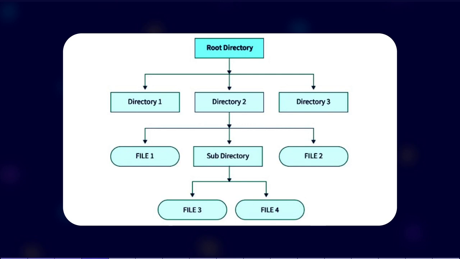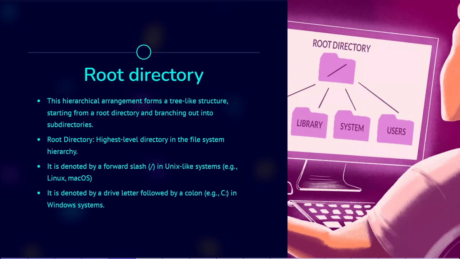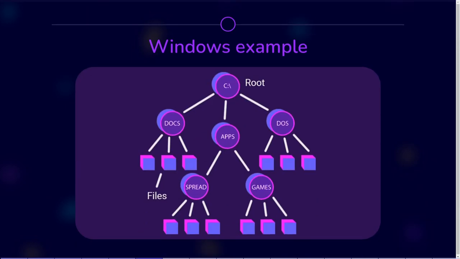The root directory is the highest level directory, or the starting point of the file system hierarchy. It is denoted by a forward slash in Unix-like systems, such as Mac and Linux, and by a drive letter followed by a colon in Windows systems. For example, C colon. Here's an example in Windows, and how it can look in macOS.